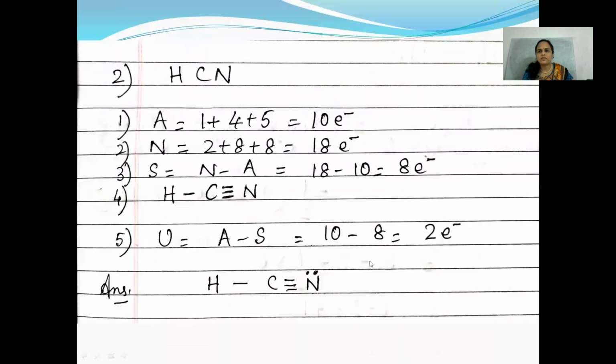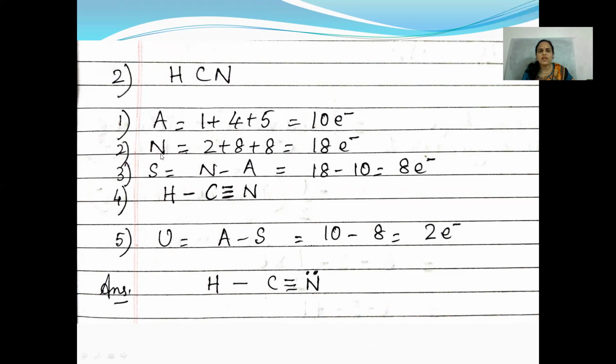Let's go for the next, HCN molecule. First you will calculate the total valence electrons, A. Hydrogen has 1 valence electron in its outermost shell, carbon 4 and nitrogen 5. So 1 plus 4 plus 5 equals 10 electrons.